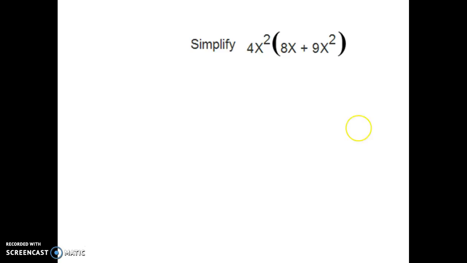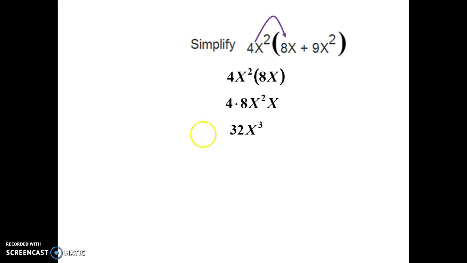In this case, we are simply using the distributive property, so we will take 4x squared times 8x. And we'll write out a few steps this time. So 4x squared times 8x. We can multiply the whole numbers together, so 4 times 8, and then x squared times x. We can multiply the variables. So 4 times 8 is 32, and x squared times x is x cubed. So this becomes 32x cubed.